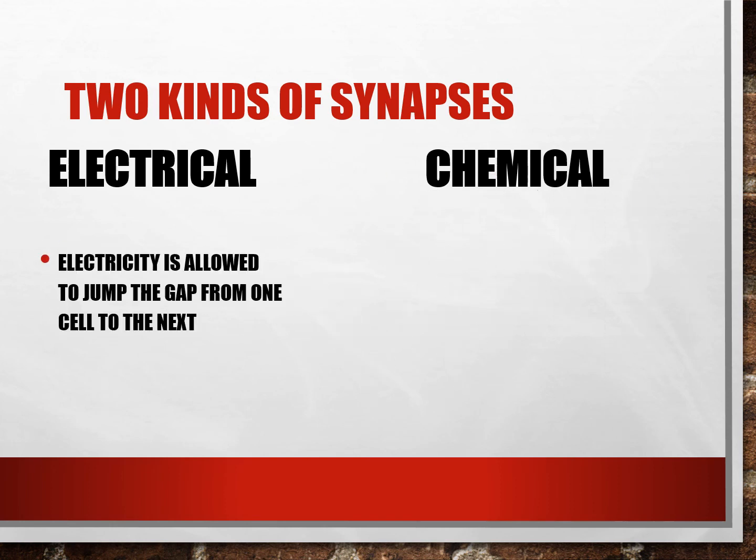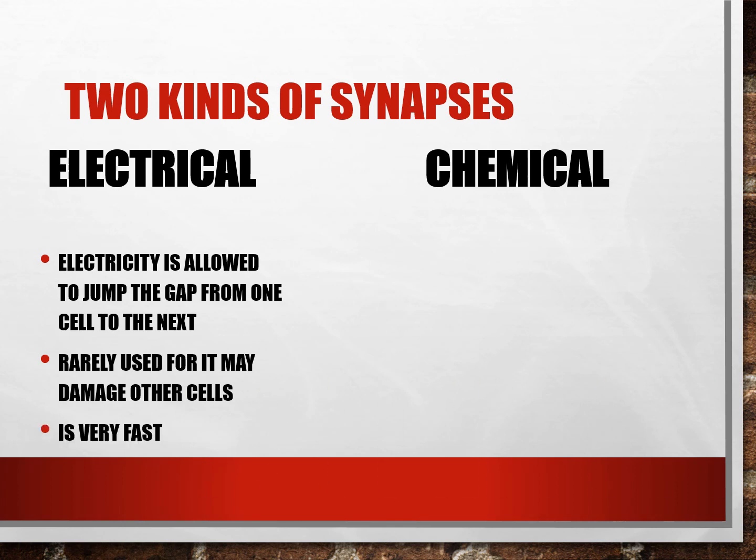Now, electrical synapses are rare. These are found in reflexes. This is where electricity is actually allowed to jump the gap. So it's very, very fast. So you basically allow electricity to shock the next cell, and this is a quick way of passing information around. And again, this is very rarely used because it could damage the other cells. But if you think about it, we don't use reflexes that much.